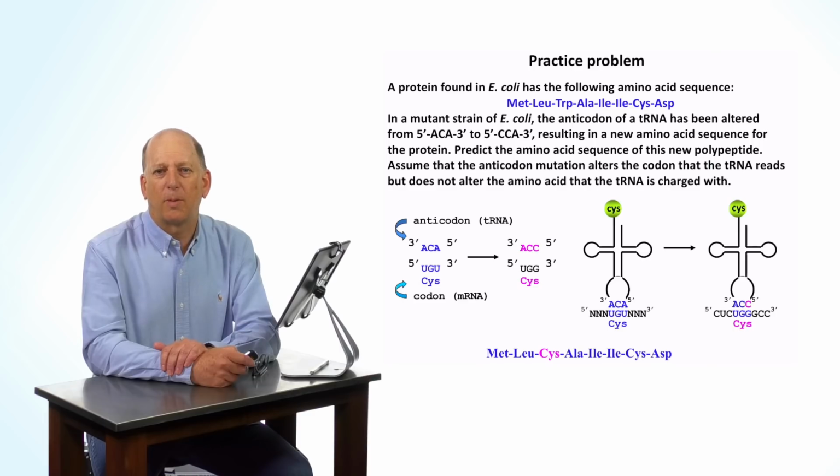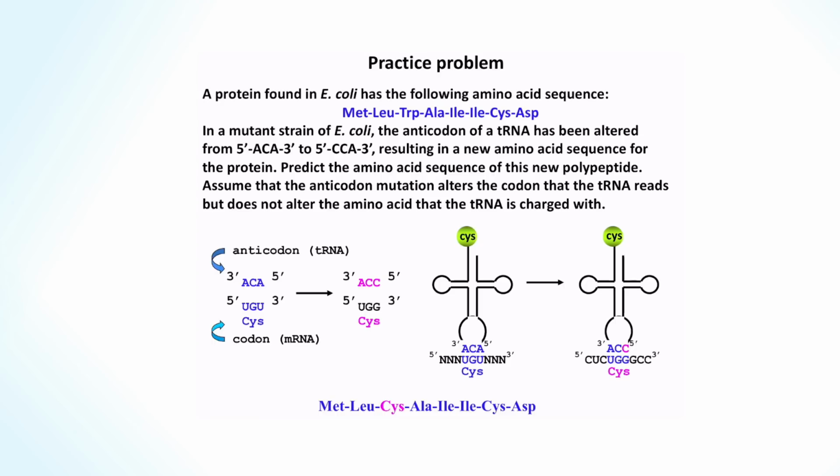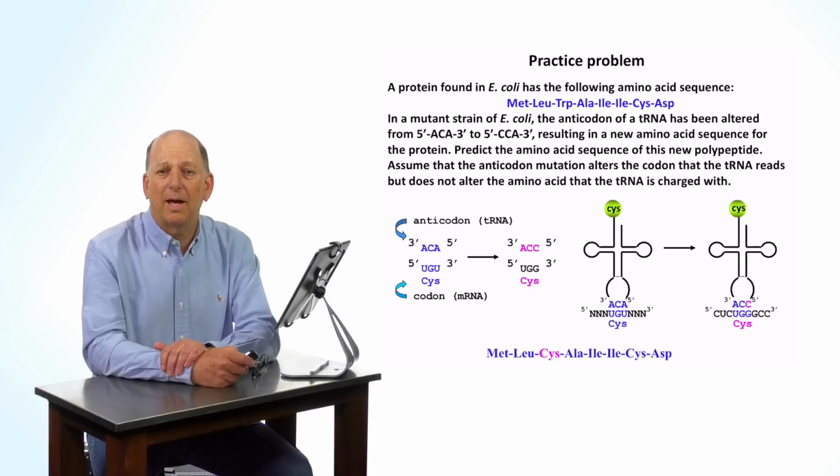So here's a practice problem. The question asks whether by changing the anticodon of a tRNA could you change the sequence of the encoded protein? Here, the ACA anticodon, which would recognize a cysteine codon in the RNA, is changed to CCA. The tRNA is otherwise unchanged and would be charged with cysteine as the amino acid. However, the anticodon would now recognize the UGG tryptophan codon on the mRNA and insert cysteine instead.